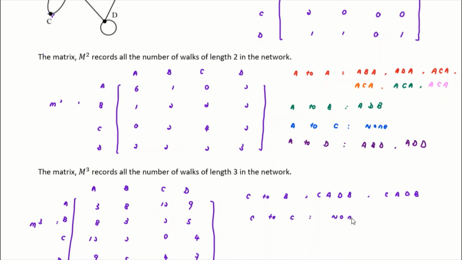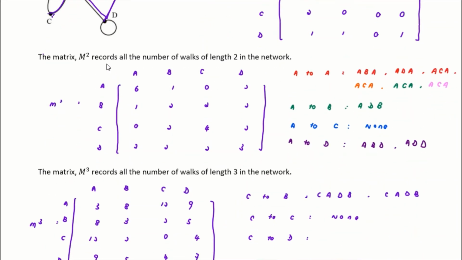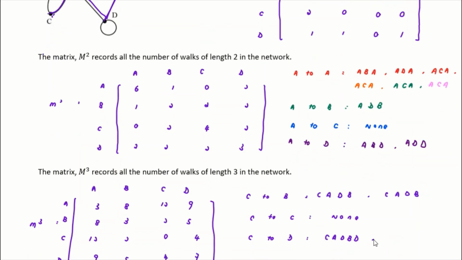Okay, then after that, we move on to the next one. Let's see whether we can find the C to D. We have 4. So C to D here. So 1, 2, and then 3, 4. Okay, so C, A, D, B, D. That's length 4. Sorry, my fault.